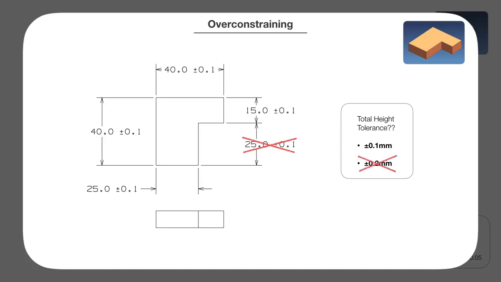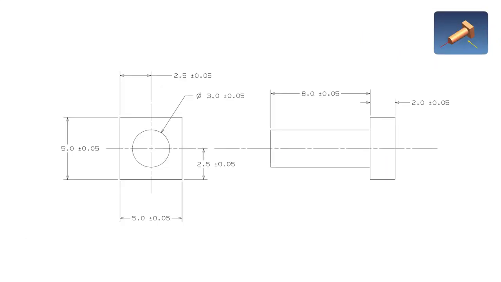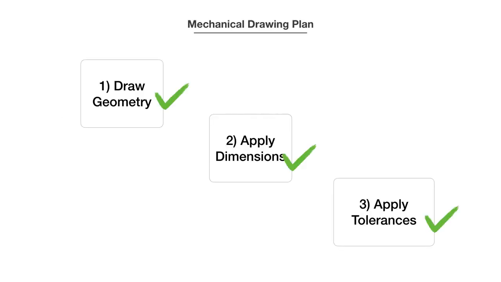Now we know the total height tolerance is plus and minus 0.1 millimeters. Back to our drawing, we have bilateral tolerances and nothing is over-constrained. So we're done. This is a totally valid drawing. It's complete. We could take it anywhere and people would understand what we're trying to say.